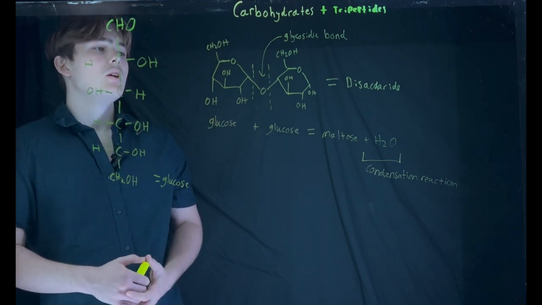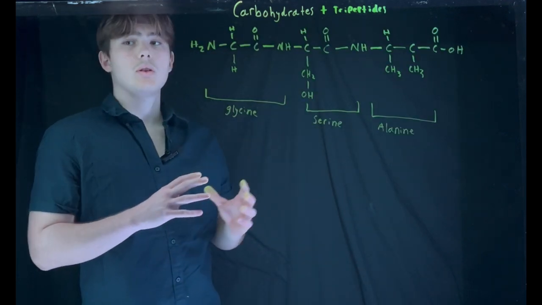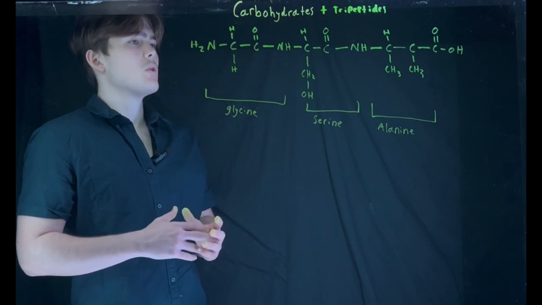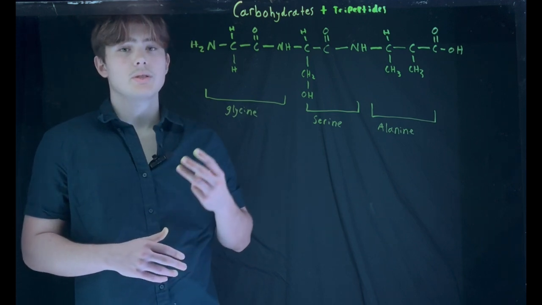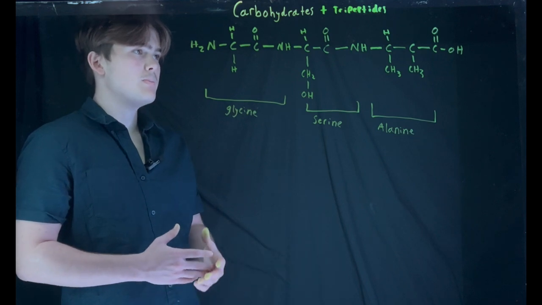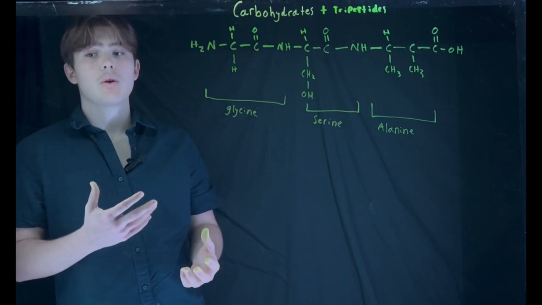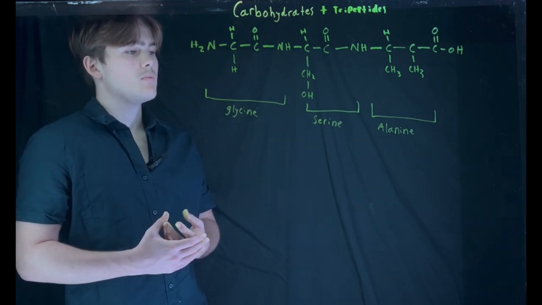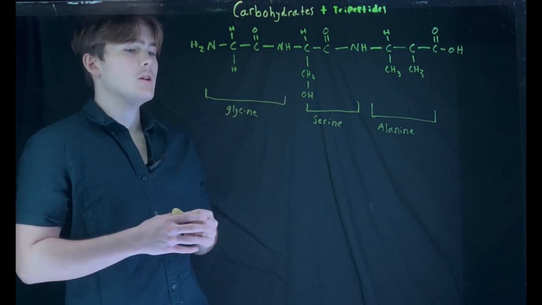Now let's have a look at tripeptides. I want to have a look at this molecule here a little bit. What I've drawn here is a tripeptide. The reason it's tri is because we have three. Tri means three. Peptide you can think of as peptide bonds, and peptide bonds only occur between amino acids. So a tripeptide is three amino acids that have come together to form the structure here.